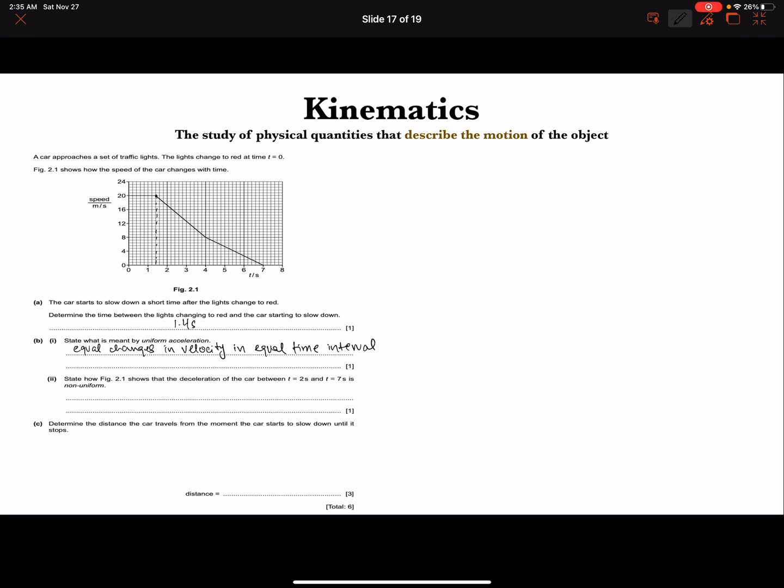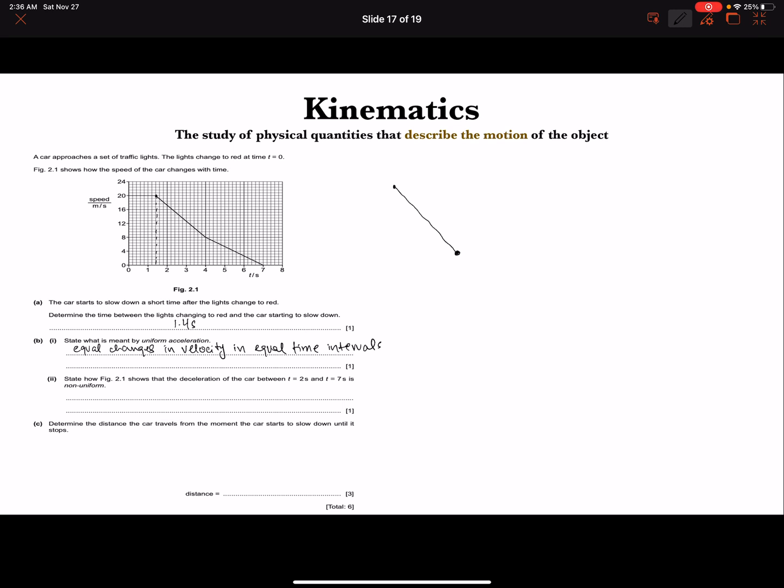Or you can say constant changes in velocity in equal time intervals. Both should be fine. All right, part 2. State how figure number 2.1 shows that the deceleration of the car between t equals 2 seconds and t equals 7 seconds is uniform. Now, at 1.4 seconds, if the curve was something like this till 7 seconds, then we know that the deceleration is basically constant, right?